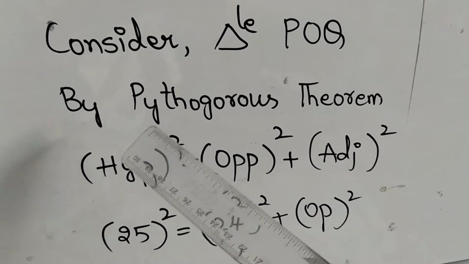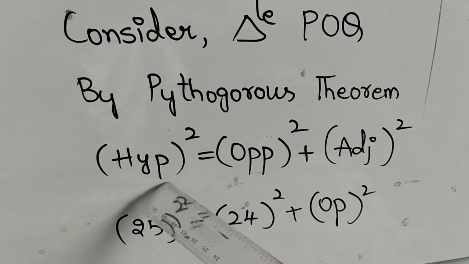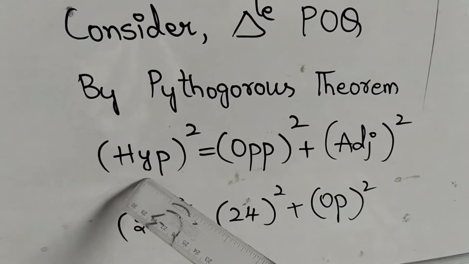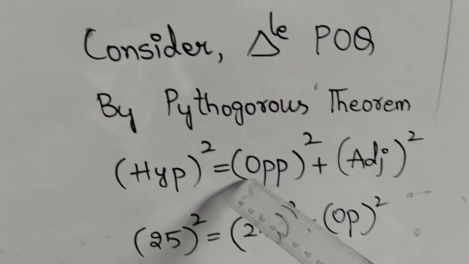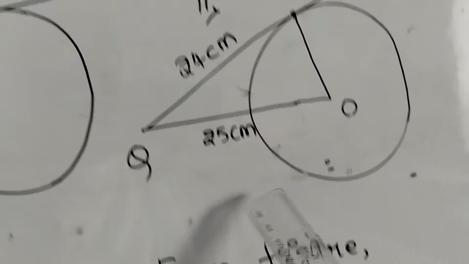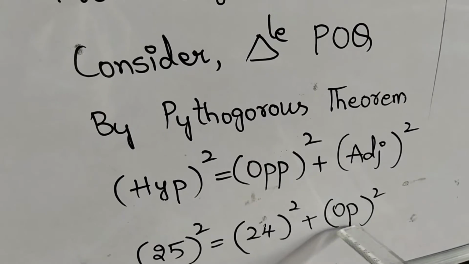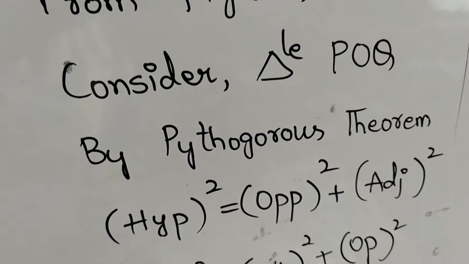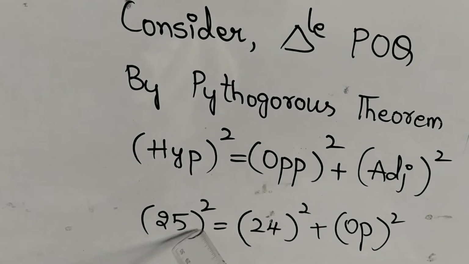So see here, the longest side in the right angle triangle is 25 cm, students. So I am taking the hypotenuse as the longest side, hence 25 cm square is equal to the opposite. Here the opposite is given as 24 cm. So 24 cm square plus the adjacent, which is OP. So this is the adjacent OP that we are taking, OP square. Now see, students, we have to do 25 whole square.